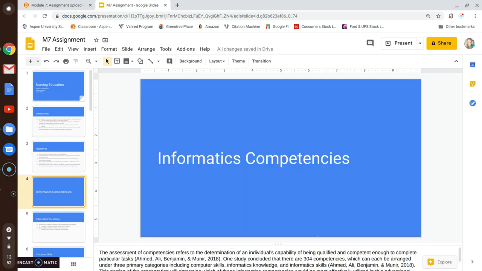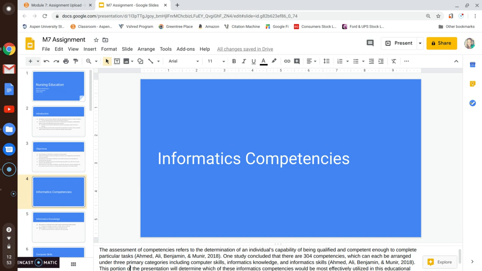The assessment of competencies refers to the determination of an individual's capability of being qualified and competent enough to complete particular tasks. One study concluded that there are 304 competencies which can be arranged under three primary categories, including computer skills, informatics knowledge, and informatics skills. This portion of the presentation will determine which of these informatics competencies would be most effectively utilized in this educational simulation scenario and why they were chosen.